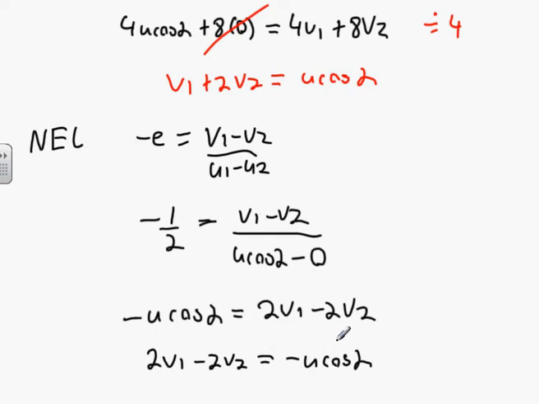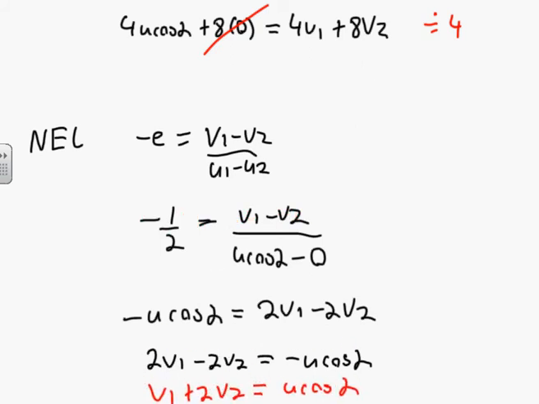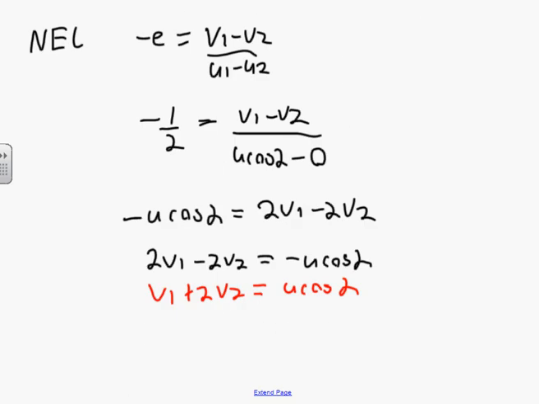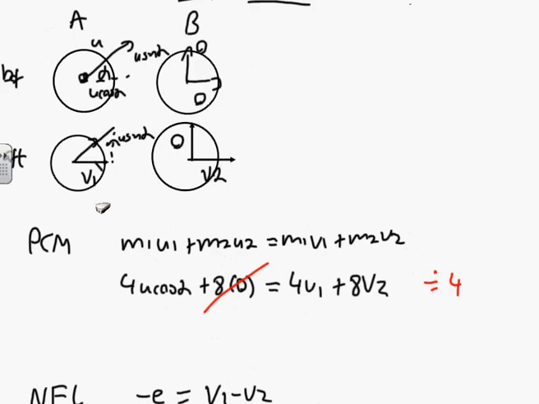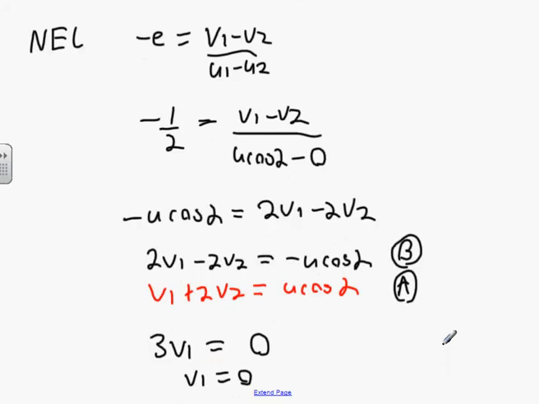Now, we're going to bring this down, and we have a simultaneous equation using equations A and B here. Add directly down: 3v1 ends up to be 0, so v1 therefore equals 0. This means this one is now only travelling upwards.